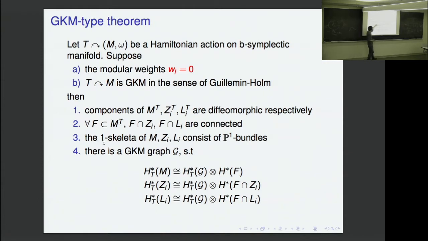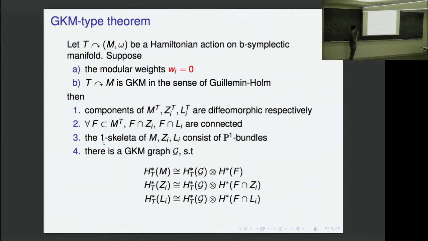So we can take any connected component F in the fixed point set of M, and then take the intersection with Z. This is going to give us the connected components inside Z^T, and then taking the intersection with L gives the connected components in L^T.